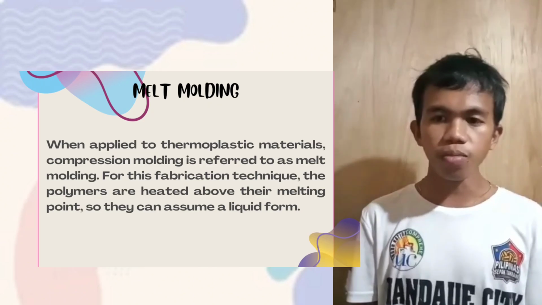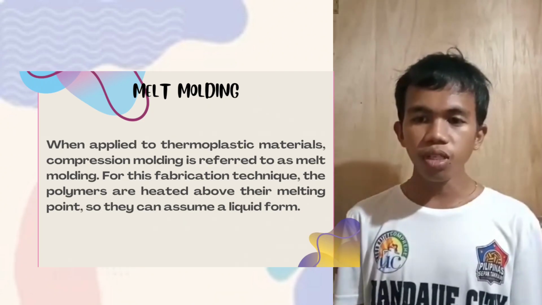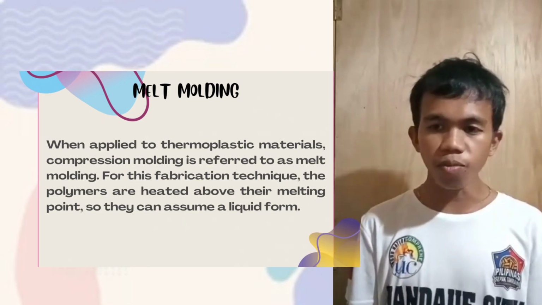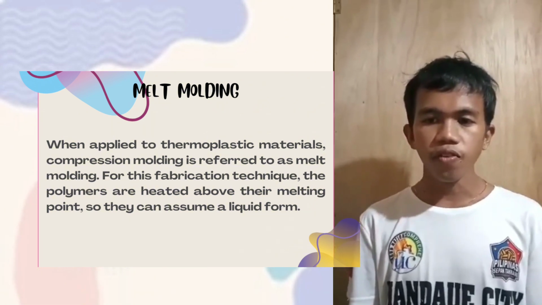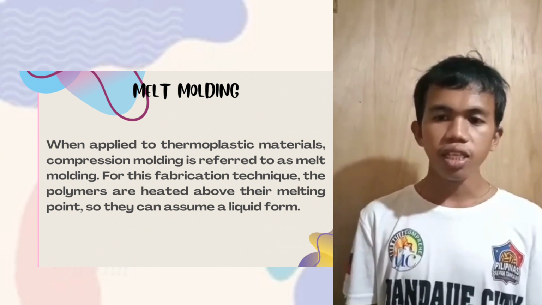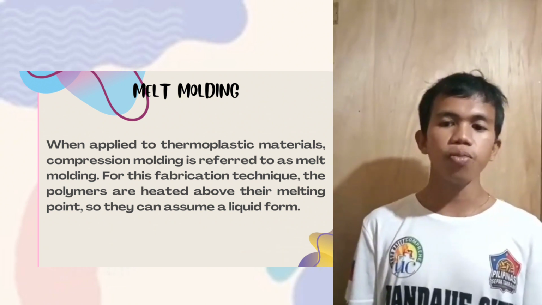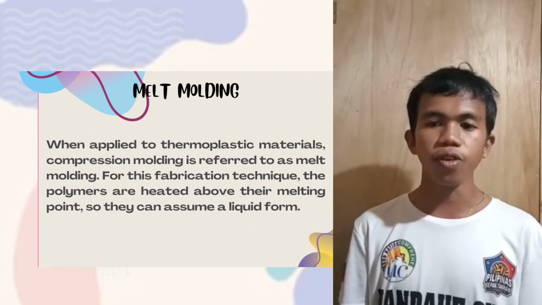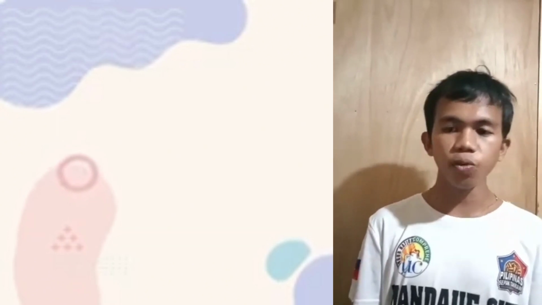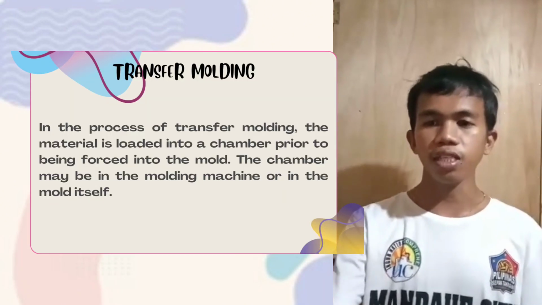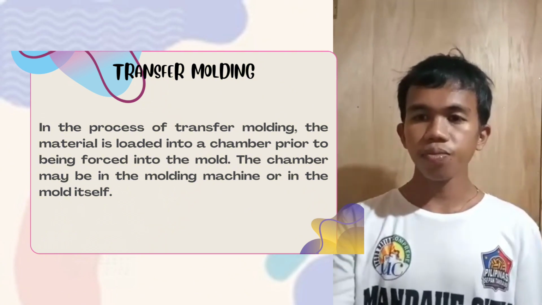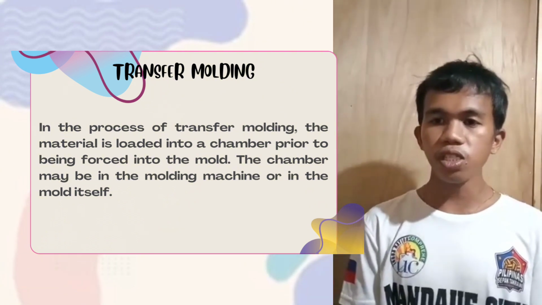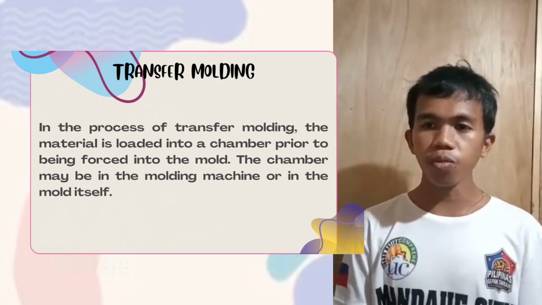The second one is melt molding. Compression molding when applied to thermoplastic materials is referred to as melt molding. For this fabrication technique, the polymers are heated above their melting point, so they can assume a liquid form. The third one is transfer molding. In the process of transfer molding, the material is placed in a chamber prior to being forced into the mold. The chamber may be in the molding machine or in the mold itself.